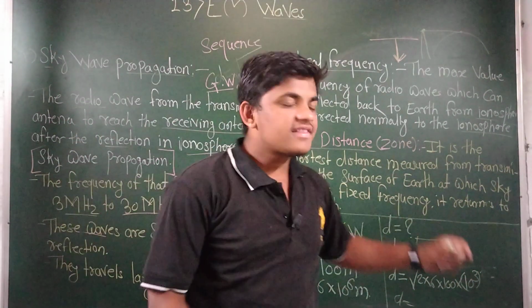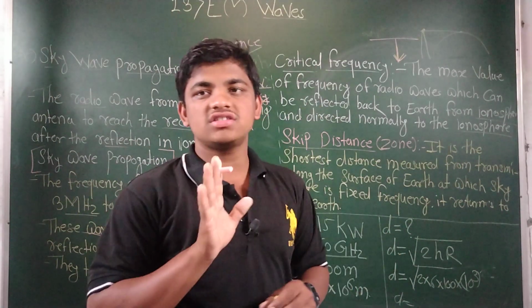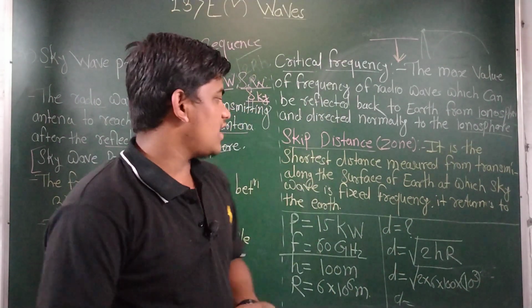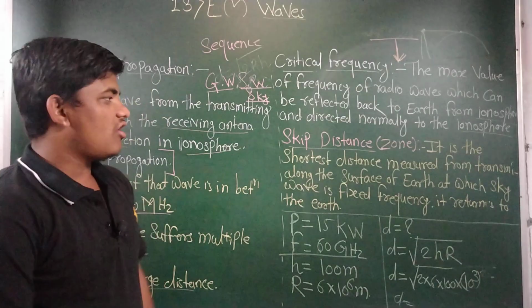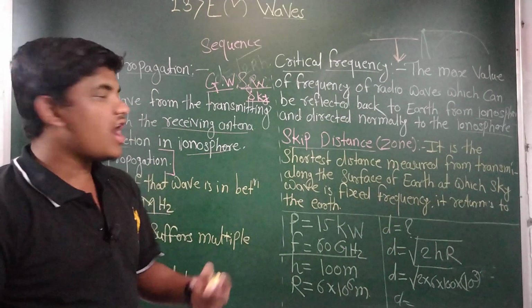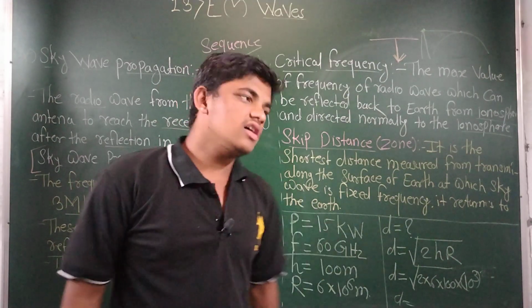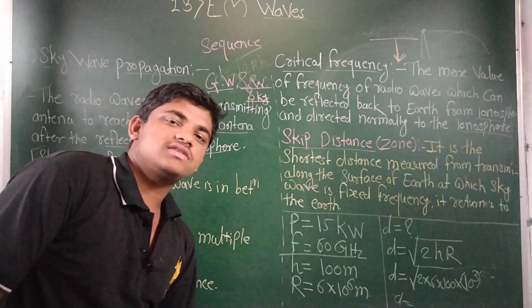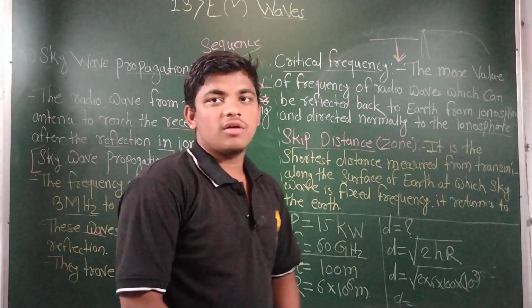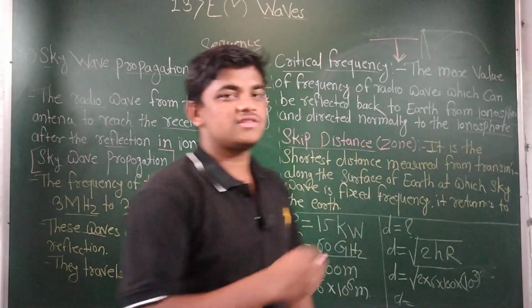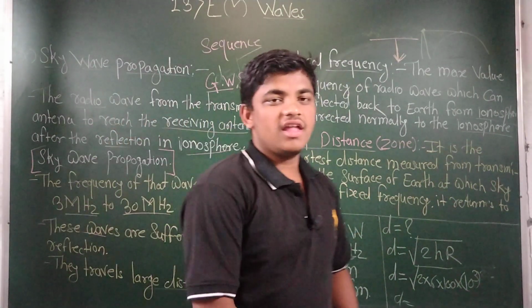The sky wave frequency there is a fixed frequency, and that is called the skip distance or zone. In the next lectures we will start the introduction to communication systems, and after that we will discuss the whole topic of communication systems. This is under these topics, but we will take up the next part later.